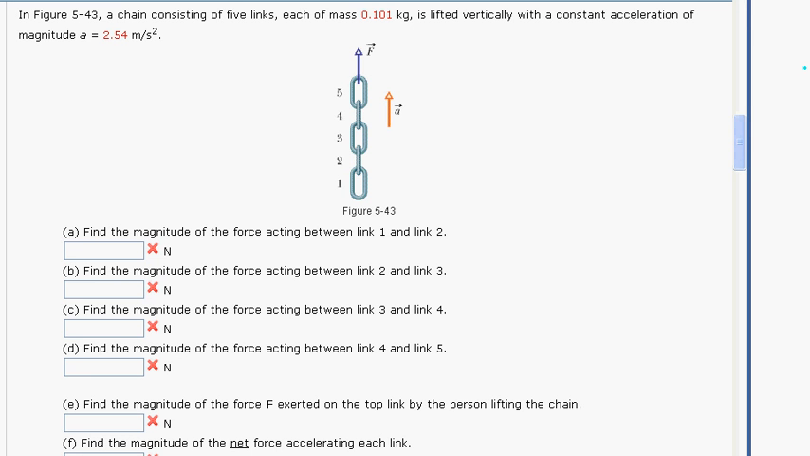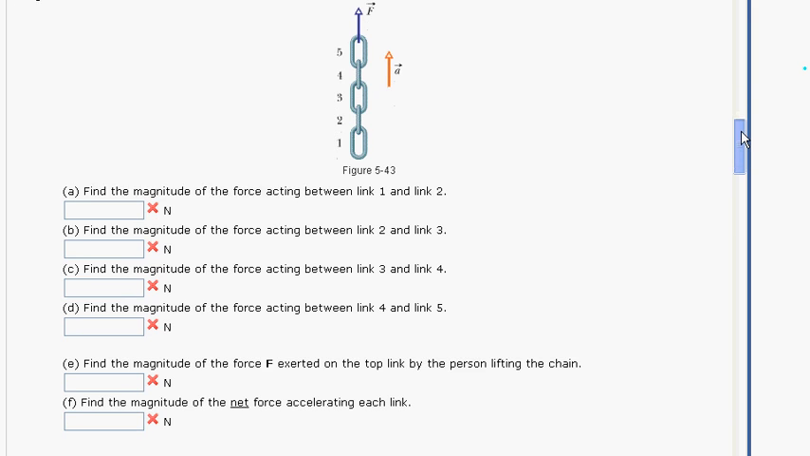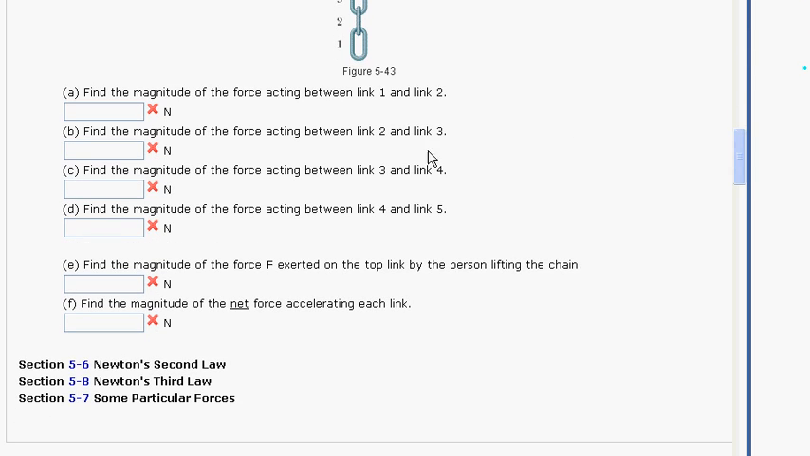They give you m equals the mass of each link. And here's the question: find the magnitude of the force F exerted on the top link. That's part E. I'm actually going to do that first, and you'll see why.